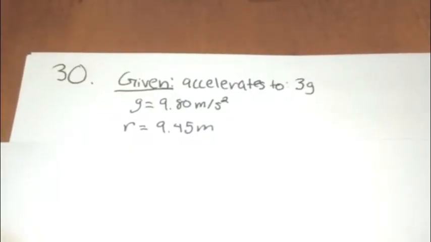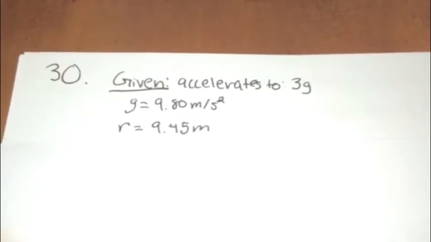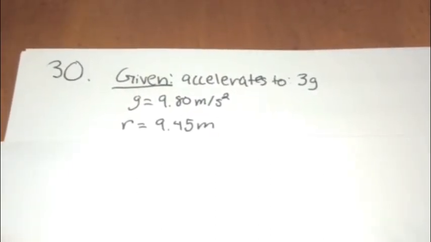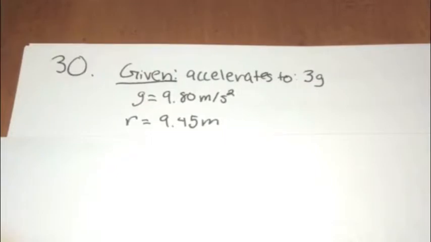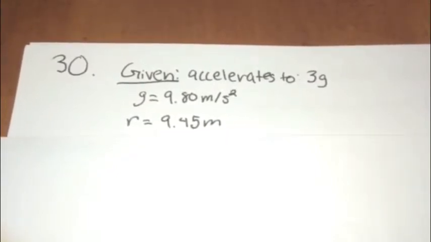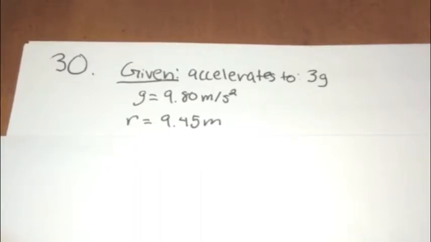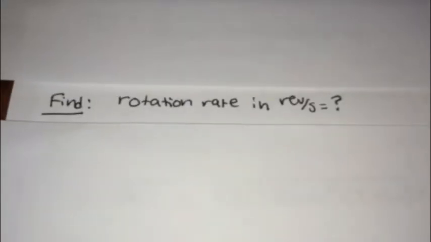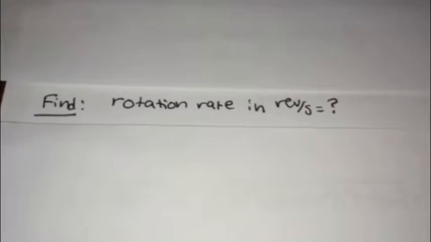Okay, so our givens from the problem are that the astronauts accelerate to 3G, and 1G is approximately 9.80 meters per second squared, with the radius of their circular motion being 9.45 meters. The problem also states that we're trying to find the rotation rate in revolutions per second.